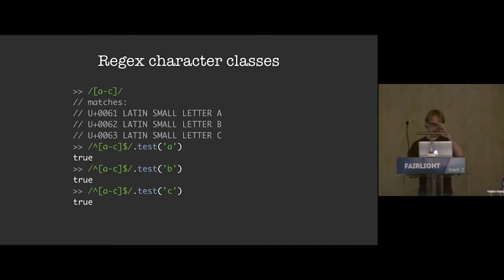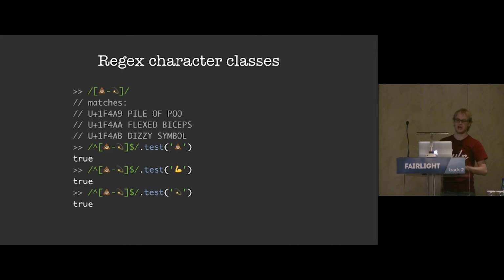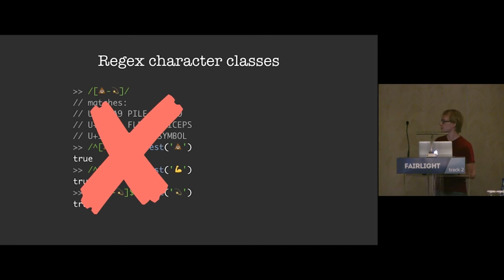So similarly, you might expect this regular expression to match the pile of poo, the flexed biceps, and the dizzy symbol, because that's the order these code points are in the Unicode standard. But unfortunately, in JavaScript, it doesn't actually work this way. In fact, you get an error when you try to execute the very first line of code. That very regular expression itself throws an error. So what is going on there?